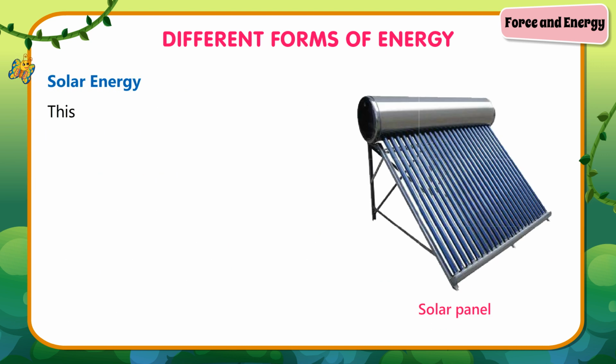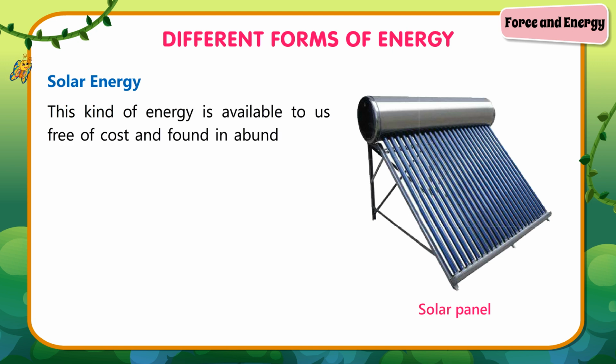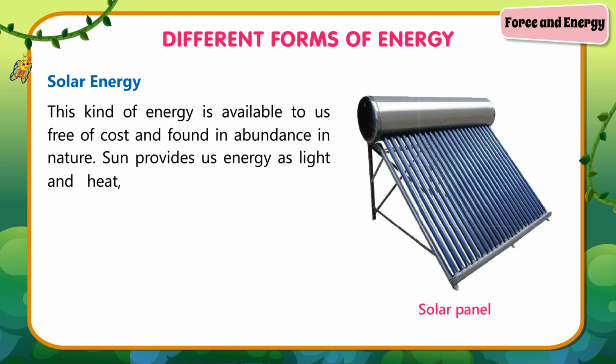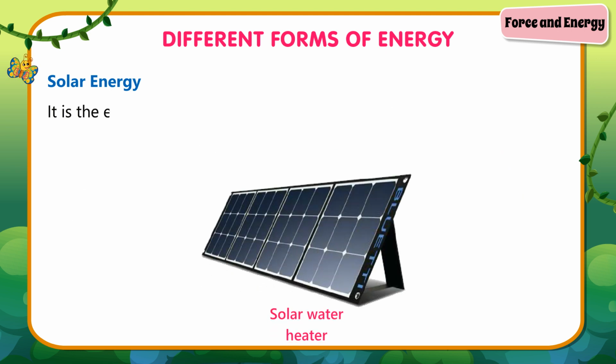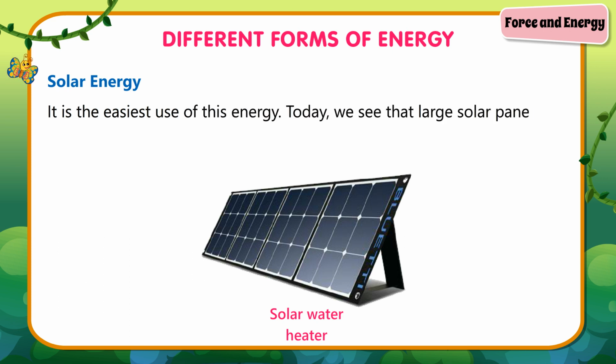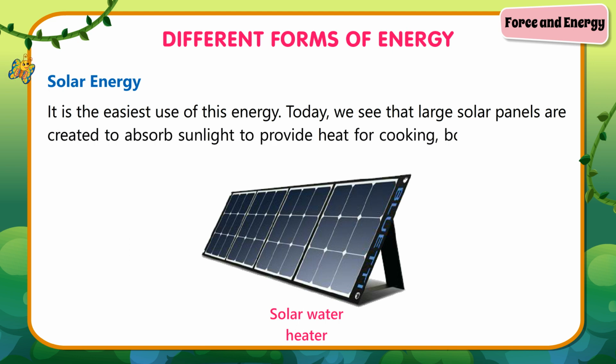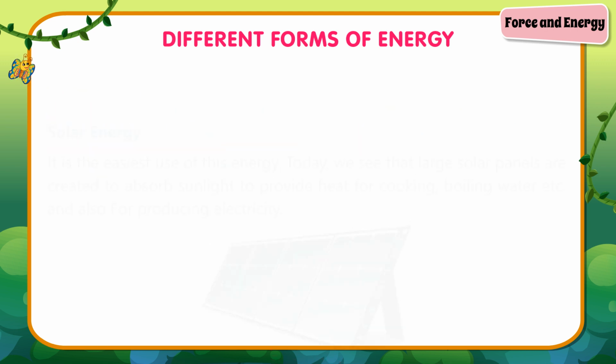Solar energy. This kind of energy is available to us free of cost and found in abundance in nature. The Sun provides us energy as light and heat, which is an absolutely non-polluting source of energy. Your mother always dries your clothes in the sun with the help of solar energy. It is the easiest use of this energy. Today, we see that large solar panels are created to absorb sunlight to provide heat for cooking, boiling water, etc. and also for producing electricity.